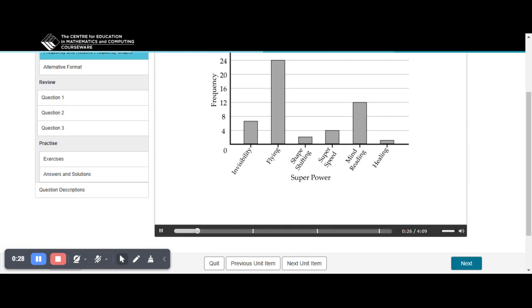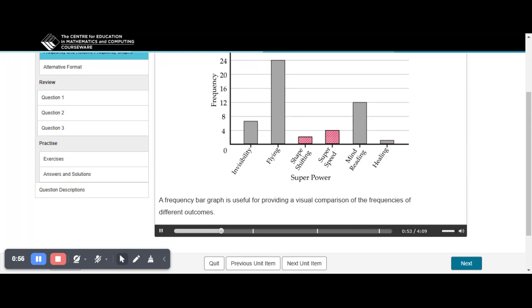Each superpower label is placed along the horizontal axis, and the height of each bar indicates the number or frequency of each response according to the scale on the vertical axis. A frequency bar graph is useful for providing a visual comparison of the frequencies of different outcomes. We can quickly notice that flying has the most responses, while healing has the fewest responses.